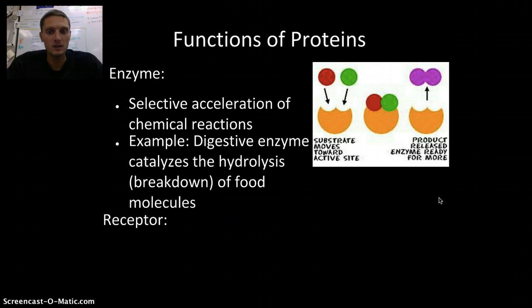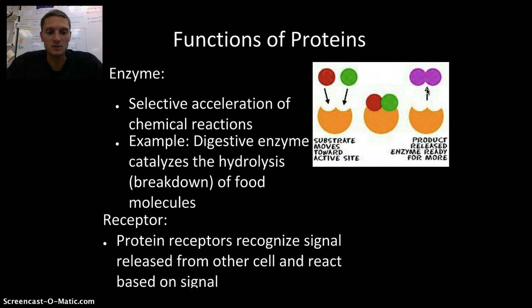Enzymes are specific to their function, and they have an active site, like right here. These substrates move towards the active site, they bond with the enzyme, and then some sort of product is released. And we'll take a much closer look at enzymes and their functions during this unit.